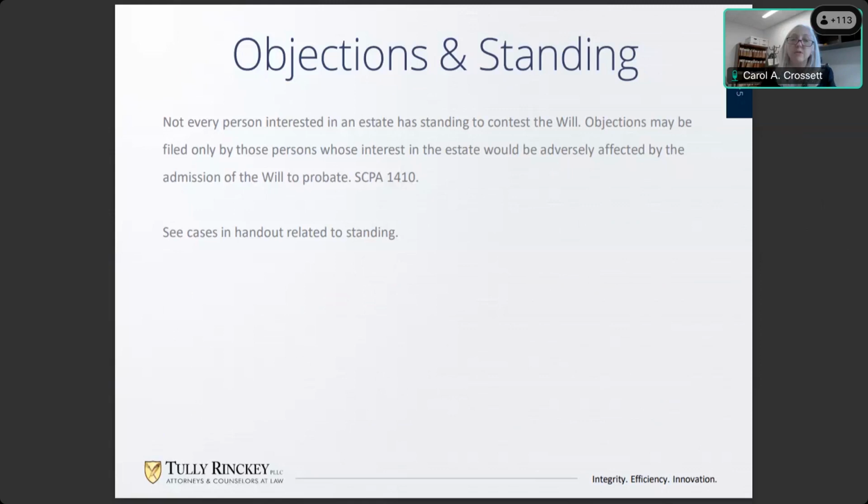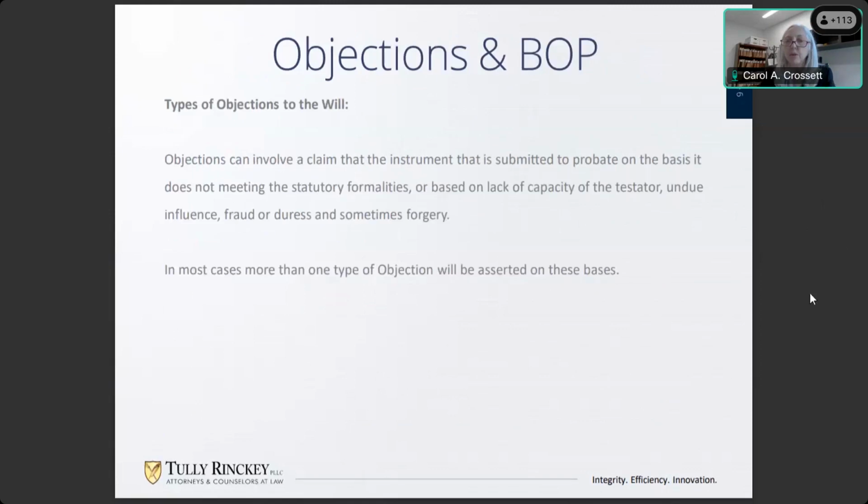So the objections, in getting down to those objections, the most typical objections are that the will was not properly executed. There's no due execution. The statutory formalities were not met for the due execution of the will, or it's based upon lack of capacity of the testator, undue influence, fraud, or duress. And sometimes there's forgery as well, even though I think that might be less common, at least to my knowledge. I don't think I've even had a case where somebody said that a will was forged.